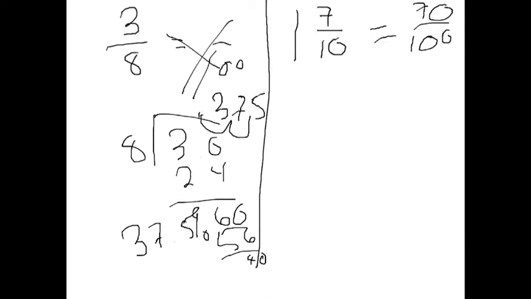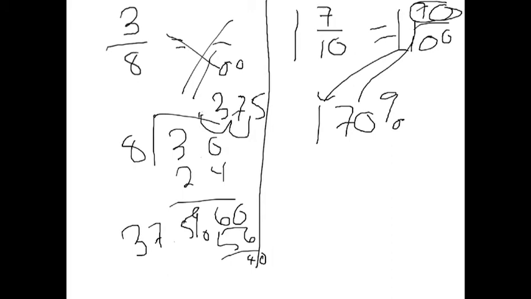The good thing about fractions is, if you're able to convert it so there's a denominator of 100, percent means per 100. So in this case, 1 70/100ths would be 170%. The 1 has to do with the whole number, and the 70 has to do with the fact that it's a fraction over 100, per 100.